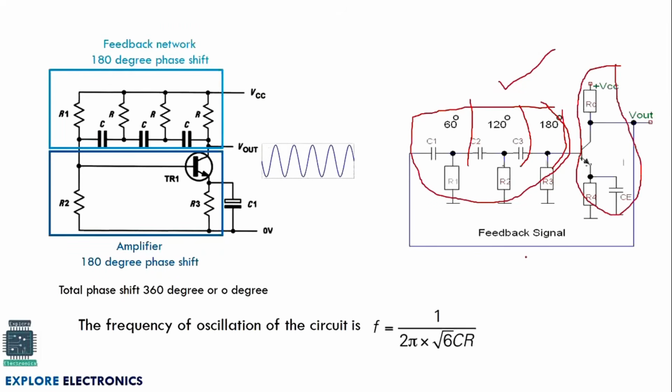So the frequency of oscillation will be written as 1 divided by 2 pi into root 6 into CR. Since we have 3 stages here, this is root 6. Generally it is 2 into n. If the number of stages is 3, this n is 3, that's why it is root 6. If 2 stages are there, it is root 4.